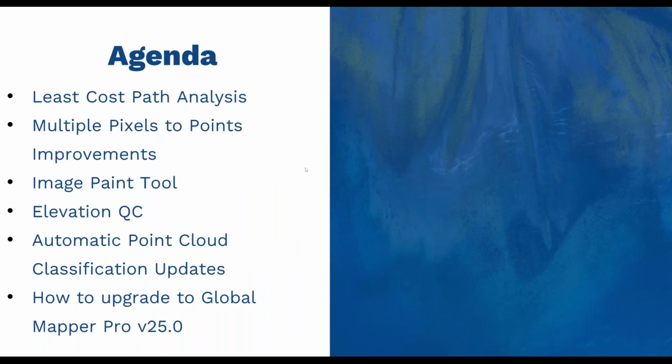All right, so let's get into it today. We'll start talking about some of the bigger new features in Global Mapper Pro, this version 25 release. We'll talk about the new least cost path analysis. That's a really great terrain analysis tool. Pixels to Points has had a variety of improvements.